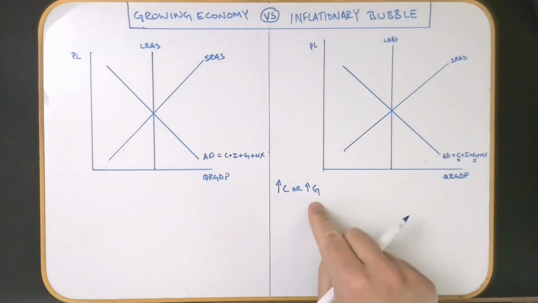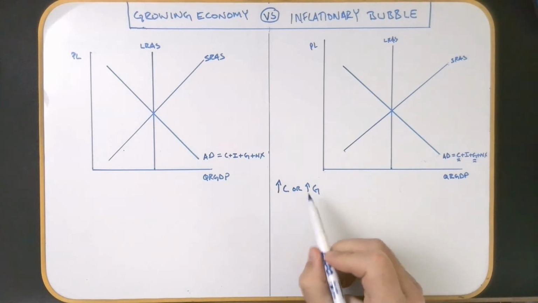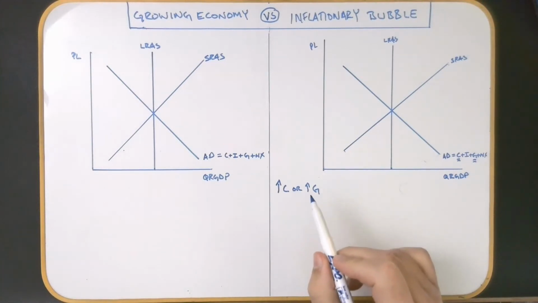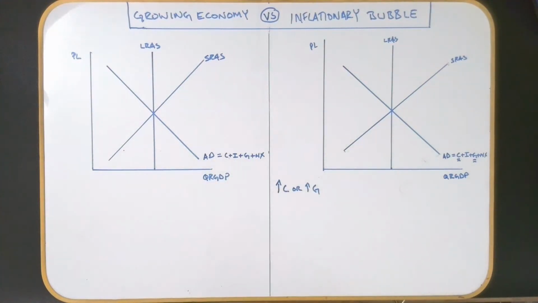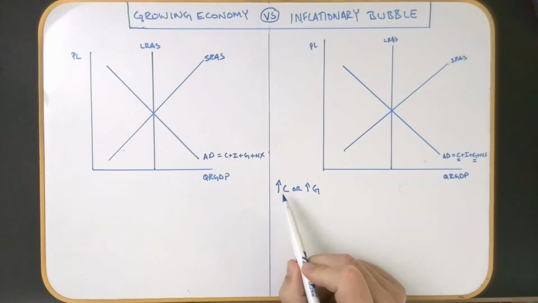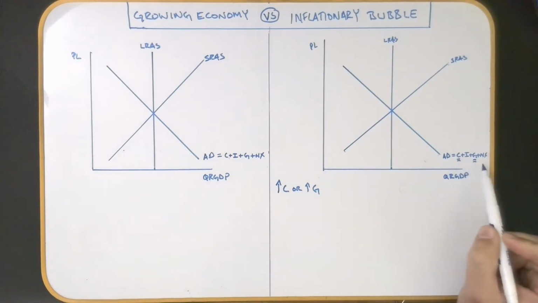Right away, when you see those, you should think that looks like something driven by fiscal policy, which is true. If these graphs were in a recession, that might be a way we would correct it, but I'm going to do this from equilibrium. So if consumption increases or government spending increases, we're going to have an increase in aggregate demand.